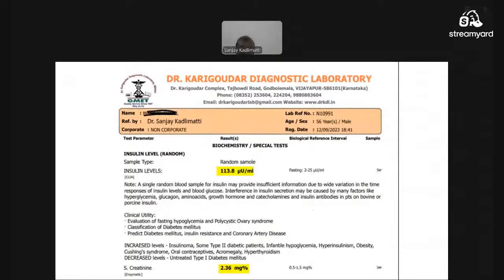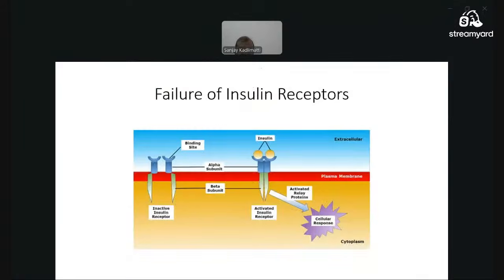These are all my patients. I have done it in Bijapur only, at Karigoudar lab or Sadashiv lab. So when normal is 25, you have 113 and still you are taking insulin three times: 14 units, 12 units and 10 units. A professor of Engineering College, I will not tell the name, it's unethical. BLDE Engineering College. So what exactly is happening is, there is something called hyperinsulinemia with hyperglycemia. Both are existing together because you have some receptor failure.